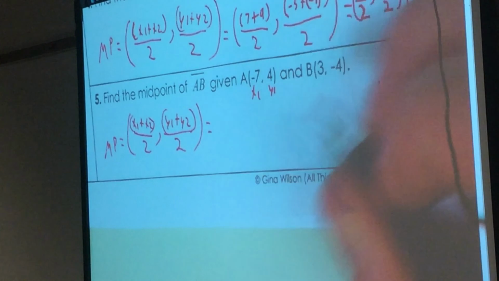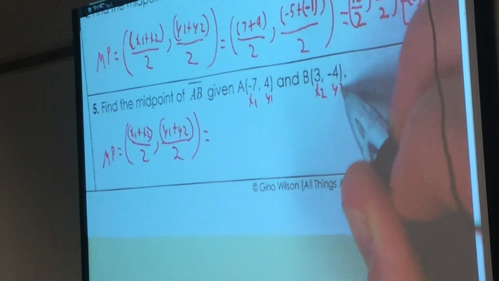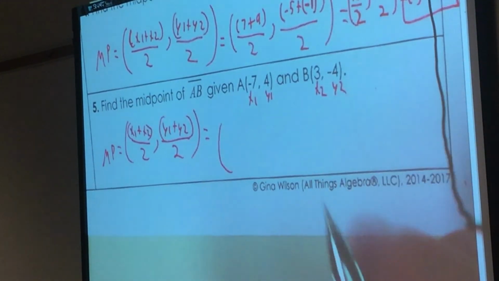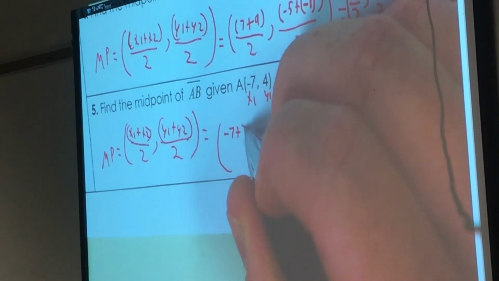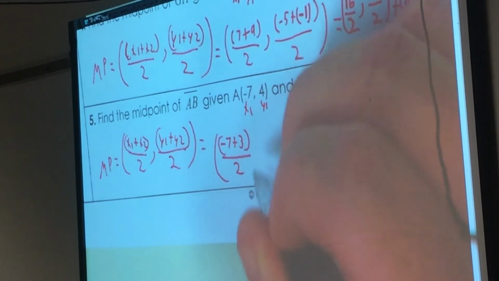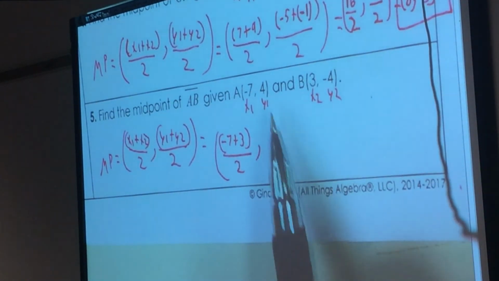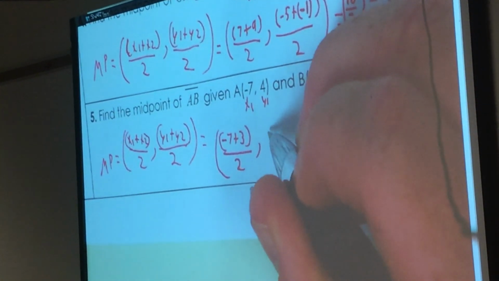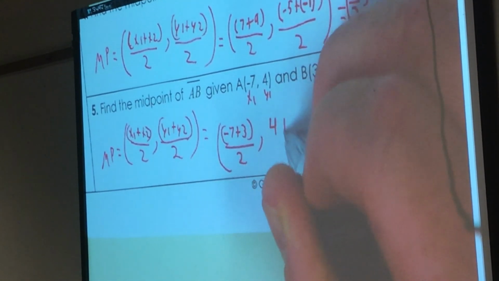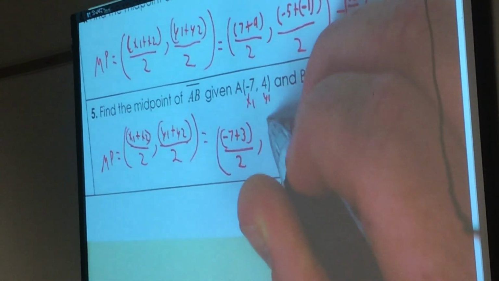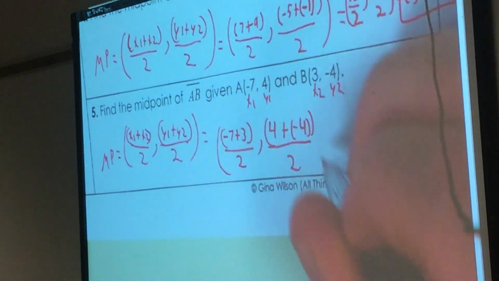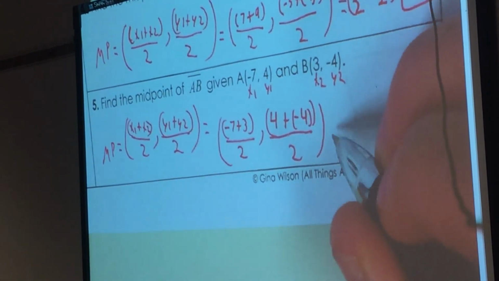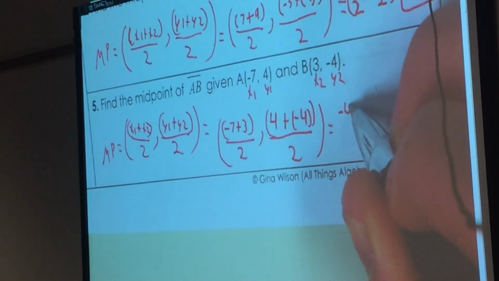Label my points as x1, y1, and x2, y2. My x1 is -7, my x2 is 3, so that's -7 plus 3 over top of 2. My y1 is 4, my y2 is -4, so 4 plus -4. -7 plus 3 is -4, so that would be -4 over 2.